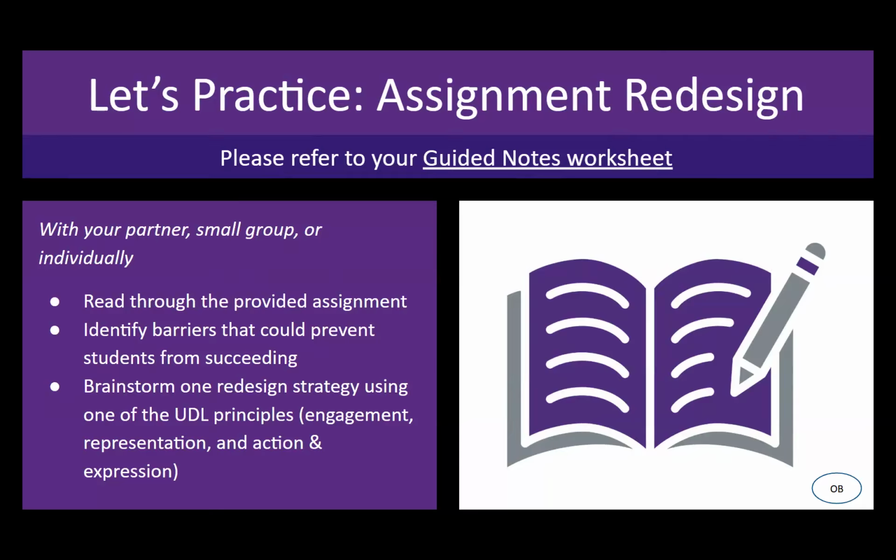On this slide, we have a graphic icon of a notebook in UCA purple and gray with a pencil in the act of writing. In your guided notes worksheet on page 3, you'll find a sample assignment for an inquiry project and showcase. We are going to tear this assignment down.